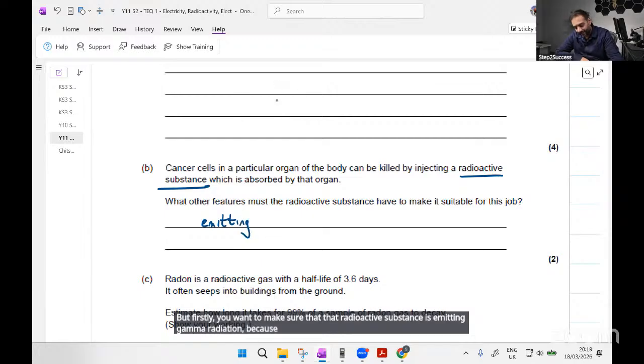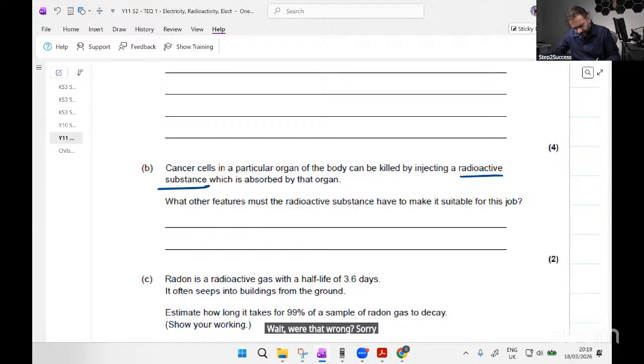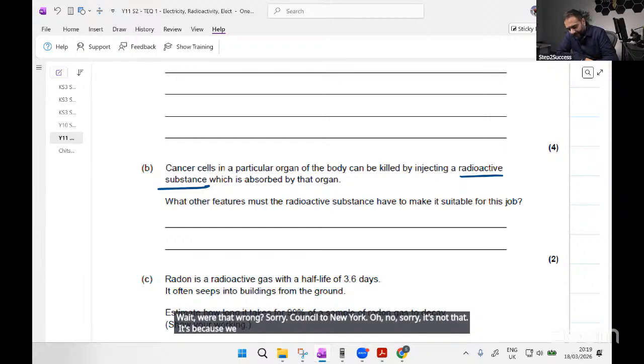Because for what I just said earlier, if alpha gets into your body, then it stays in your body and it can cause a lot of harm. Whereas, wait, I got that wrong. Sorry. Cancer cells in your, oh no, sorry, it's not that. It's because we're trying to kill the cancer cells, right?